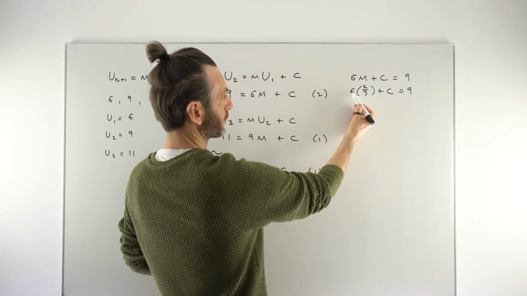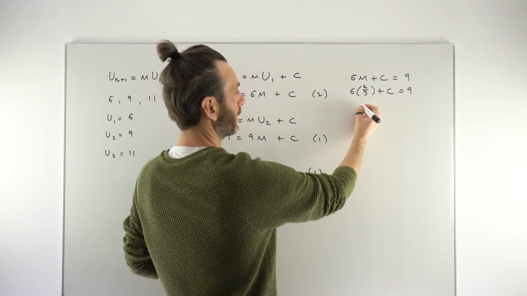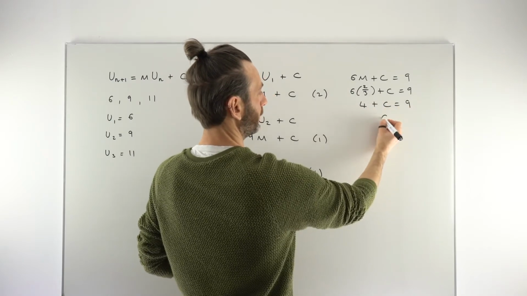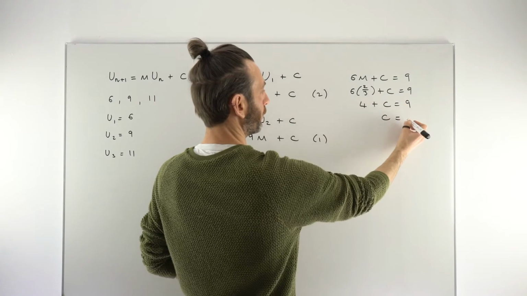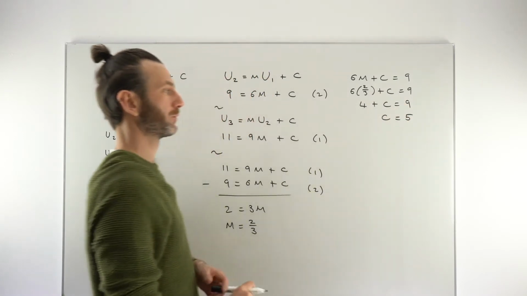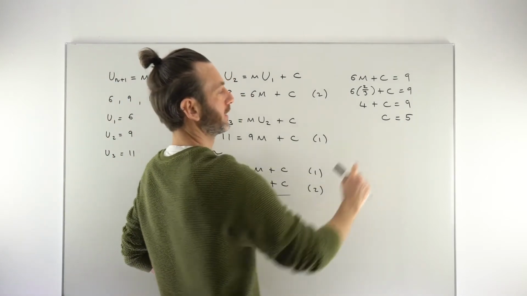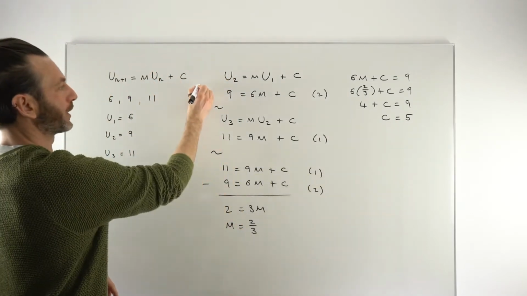Multiplying these together, so 6 times 2 is 12, divided by 3 is 4. So we get 4 plus c equals 9. Solving this little equation by subtracting 4 from both sides, and we get c equals 5. So our two values for m and c are m is 2/3 and c is 5. And that's part A of the question.